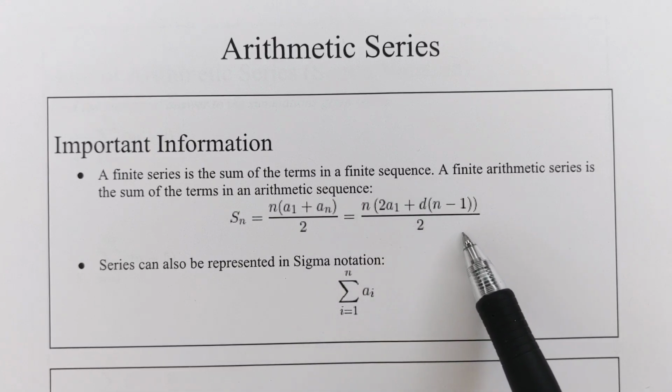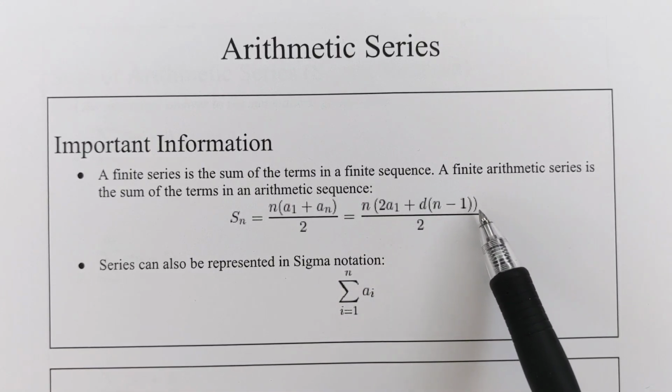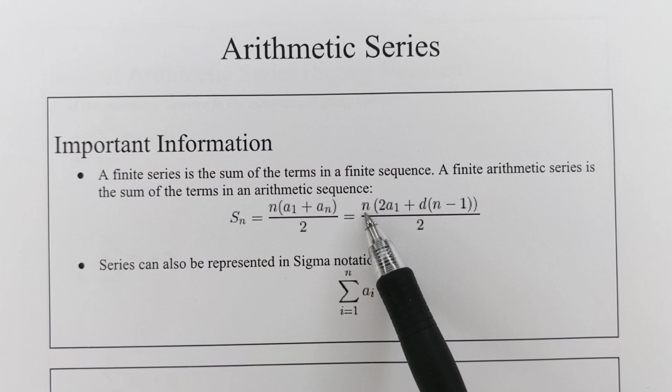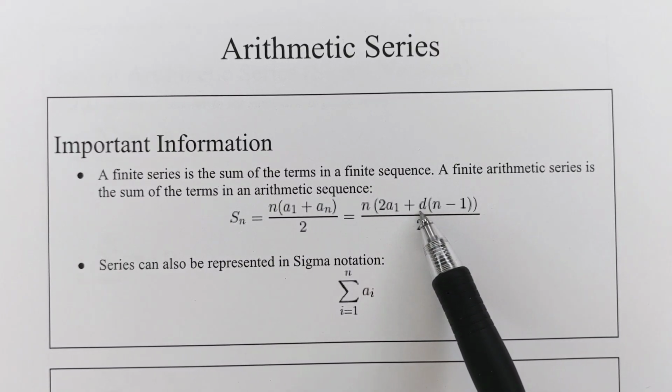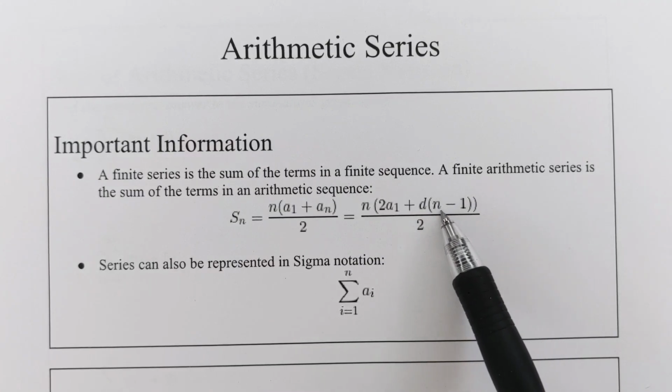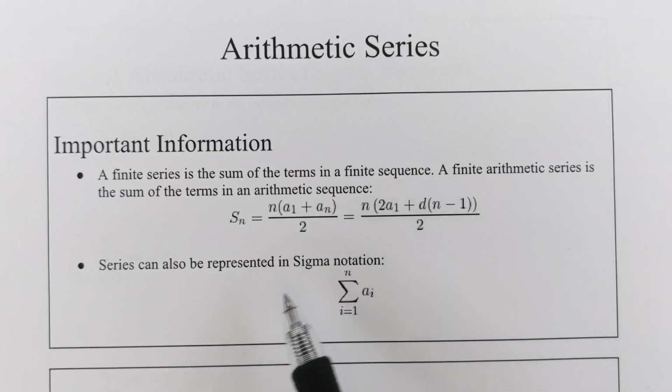Over here is the version that we would use if we do not know the last number in our list. So n is still the number of terms we're adding up. A1 is still the first term in the list. d is the common difference from the previous set of notes, so what you're adding or subtracting to move from one number to the next. And once again, n is the number of numbers in your list.